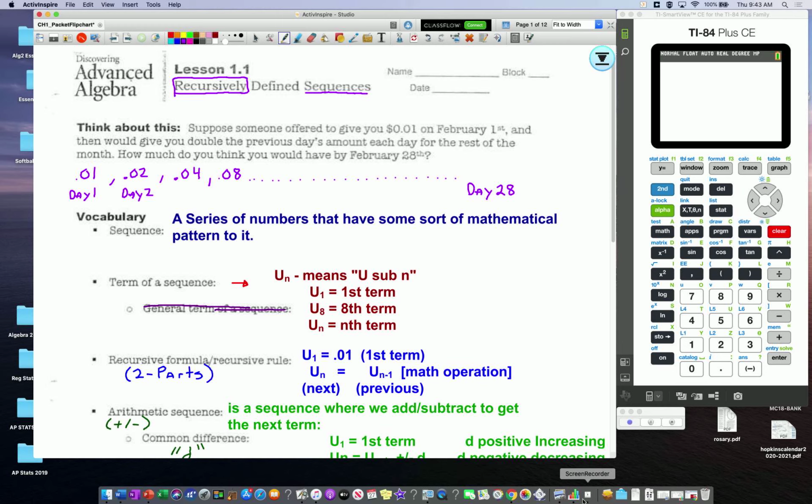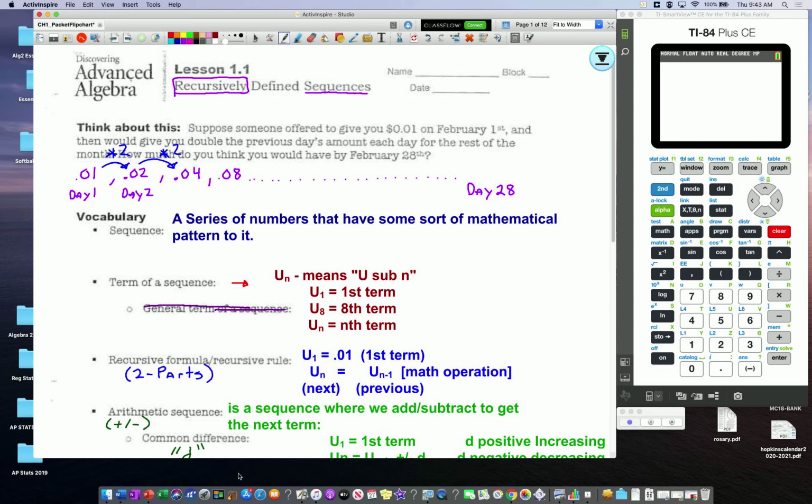What this pattern is called is a sequence. A sequence is a series of numbers that have some sort of mathematical pattern to it. Our pattern here was, to get from the first term to the next term, we were simply multiplying by 2 each and every time. So that's our mathematical pattern that's happening.